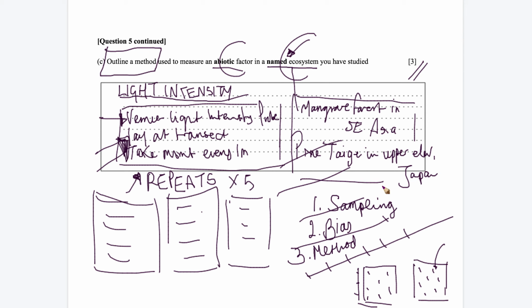So whenever you're asked about a method, you've got your sampling method, how you avoid the bias, and the actual method itself, the tools you will use. Learn this, okay? And whenever a methodology question comes up, you've got it. Boom, boom, boom.